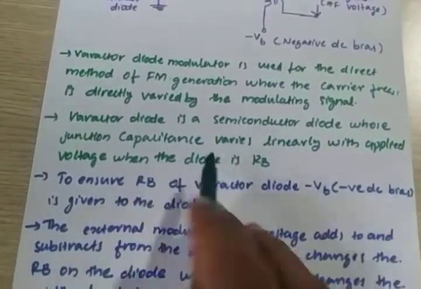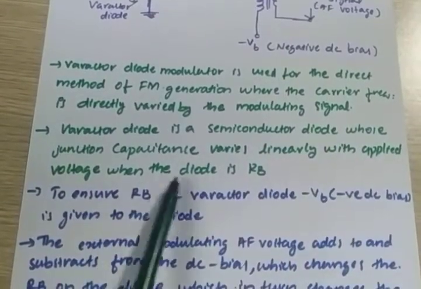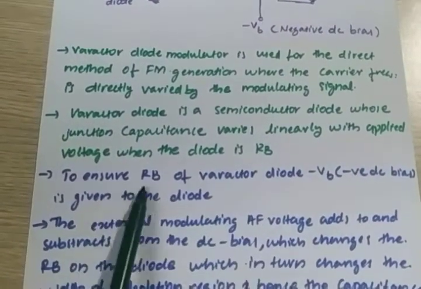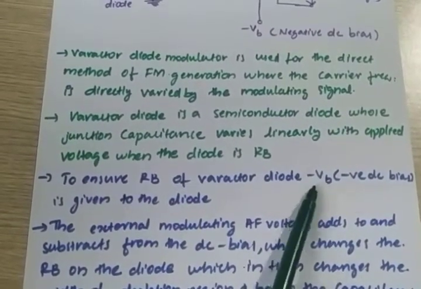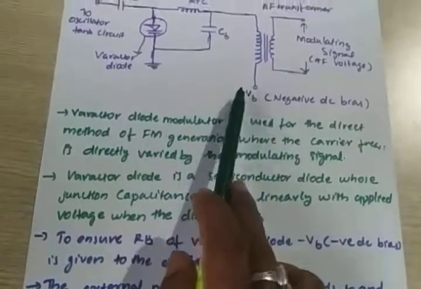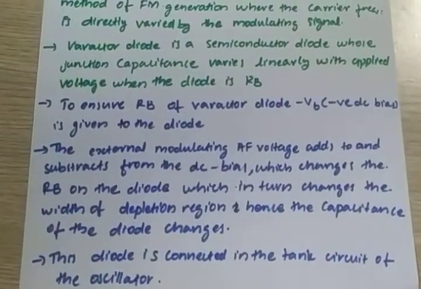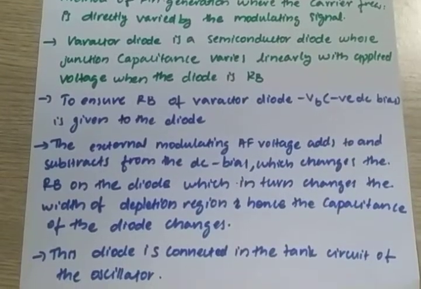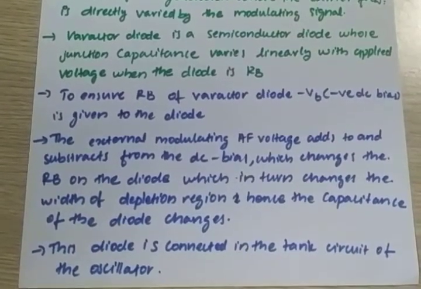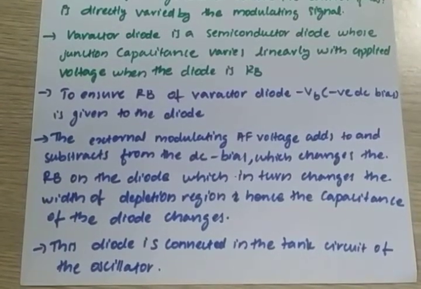So a varactor diode is a simple diode whose junction capacitance varies linearly with the applied voltage when the diode is reverse biased. To ensure reverse bias, the varactor diode is connected to the negative DC bias VB. Here the external modulating AF voltage adds to and subtracts from the DC bias, which changes the reverse bias of the diode, which in turn changes the width of the depletion region and hence the capacitance of the diode.